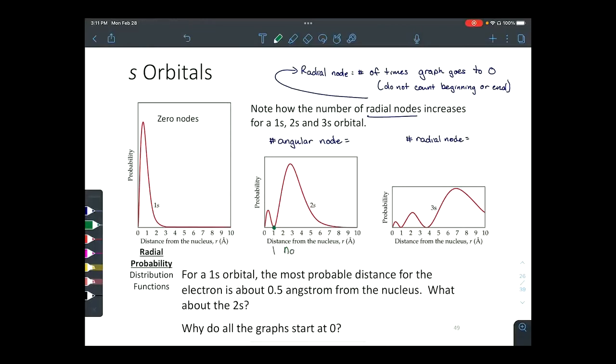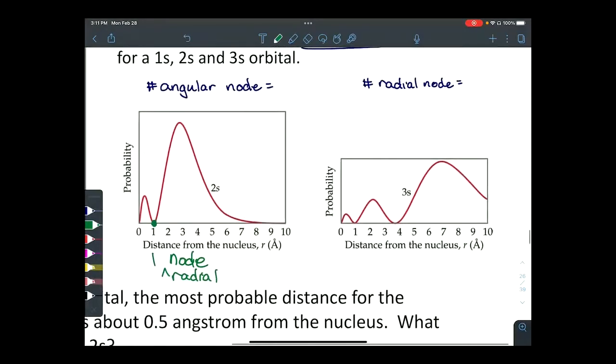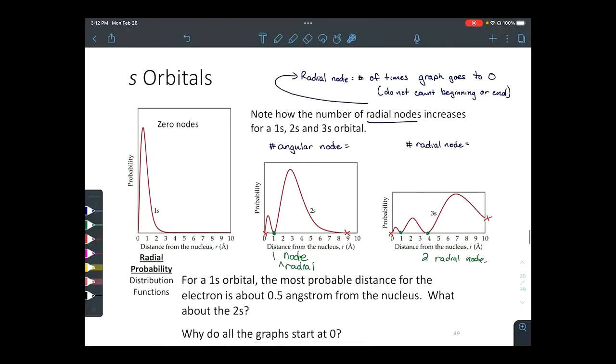So this graph has one node in it, specifically one radial node in it, because it's a point where the graph goes to 0 on the radial probability graph. So then if we look at our 3s electron, the graph actually goes to 0 twice. So there are 2 radial nodes within this graph. So note here, I am not counting the beginning or the end of the graph. I don't count these zeros. I only count the times the graph goes to 0 kind of in the middle there. All right, so what we see here is that our 1s electron has no radial nodes within it. So there are no points where the graph goes to 0 because we're not counting the beginning and the end.